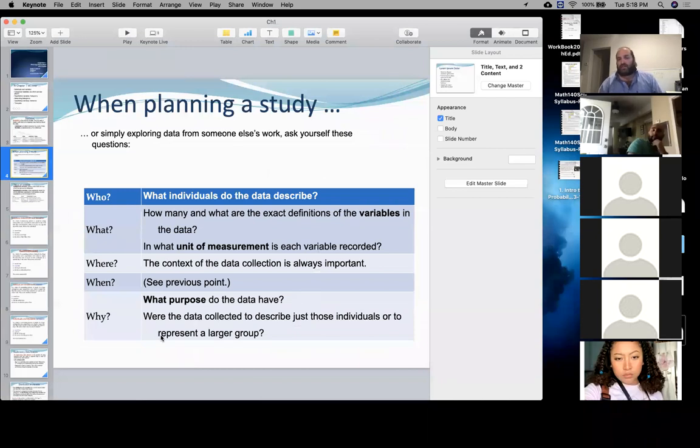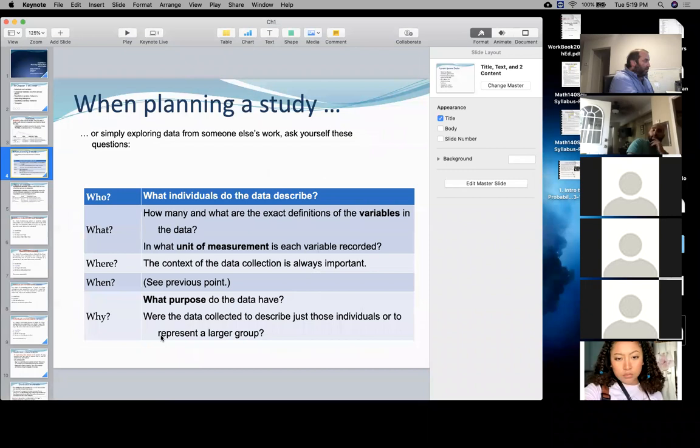When planning a study of some kind, or simply exploring data for someone else's work, here are the questions you should ask. First, who? Who are you looking at? What are the individuals that you're describing? Are they horses, like in the last example? Who are the individuals, or what are the individuals that we are curious about?